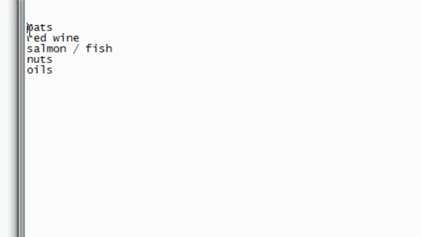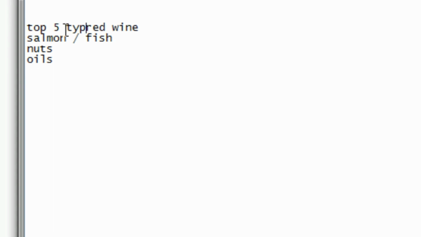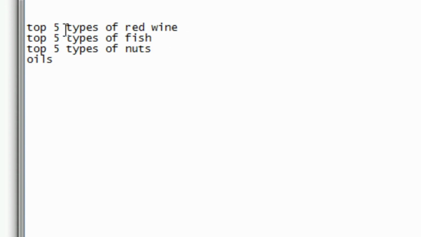Obviously oats are oats. Red wine, there might be different types of red wine. So maybe we could do top 5 types of red wine, or top types of fish, top 5 types of nuts, and top 5 types of oil that lower your cholesterol.